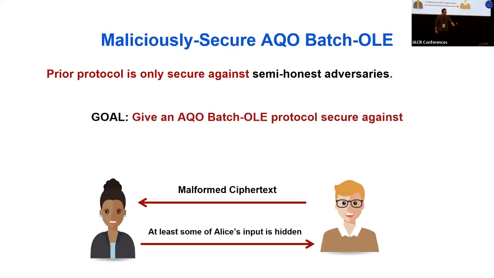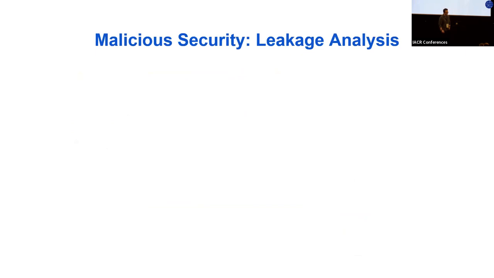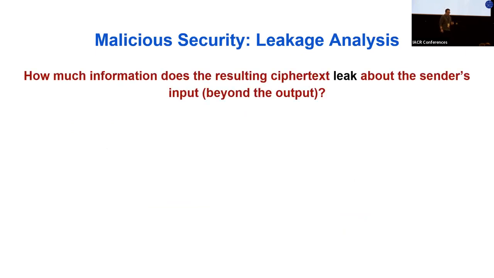Okay, so as we said, there's an attack where if Bob sends a malformed ciphertext, Alice's input can be totally leaked. So if we want to defend against a malicious Bob, we need to say that for any ciphertext that Bob sends, at least some of Alice's input is going to be hidden. There's lots of prior work on protocols like this. They're usually called statistically sender private OT or OLE, but for the reasons that we talked about at the beginning, none of these are AQO. So we want to think about how much information the resulting ciphertext leaks about Alice's input?